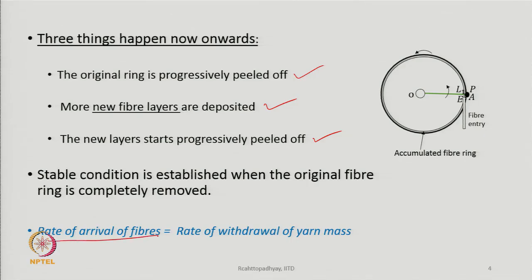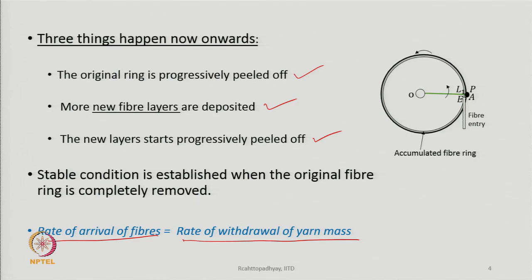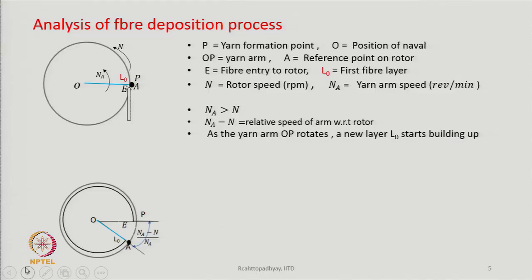It will be tapered. Why will it be tapered? That is what we are going to discuss. In the stable conditions, the rate of arrival of fibers should be equal to the rate of withdrawal of the yarn mass, because we are trying to pull the yarn out, at the same time I am feeding the fibers from the sliver. So, that has to be a mass balance. So, the rate of feeding of fibers and the rate of taking out the fibers in the form of yarn must be the same. Now, we will analyze this one, analysis of fiber deposition process.